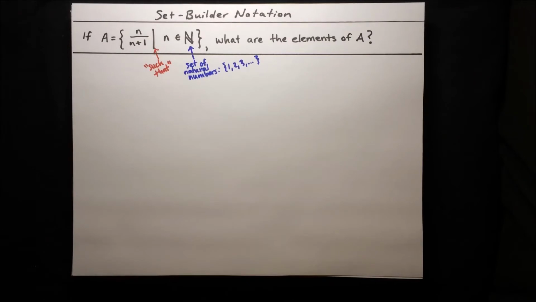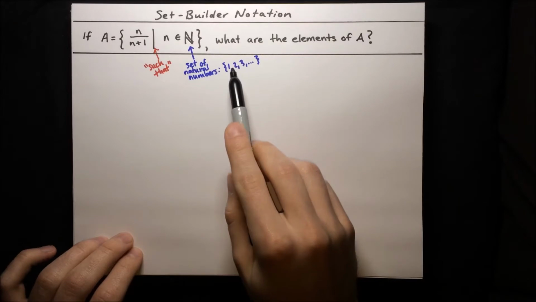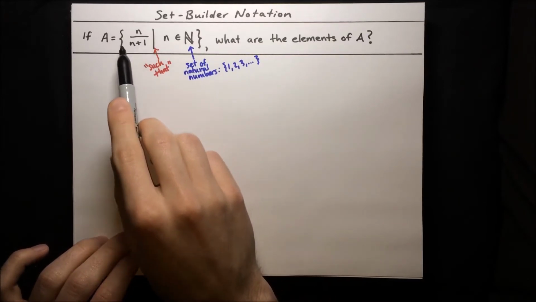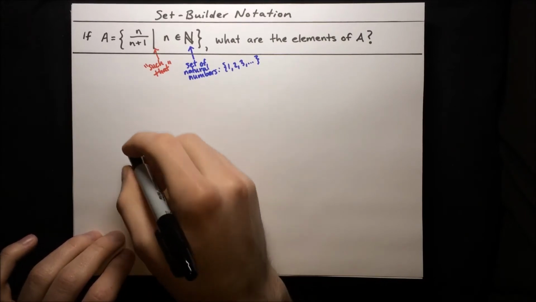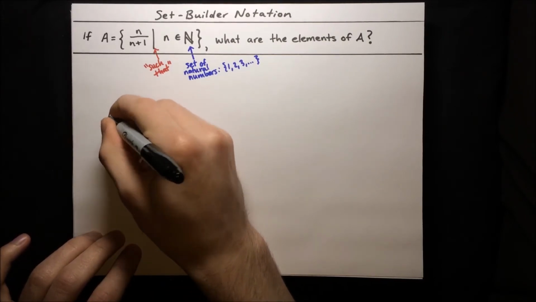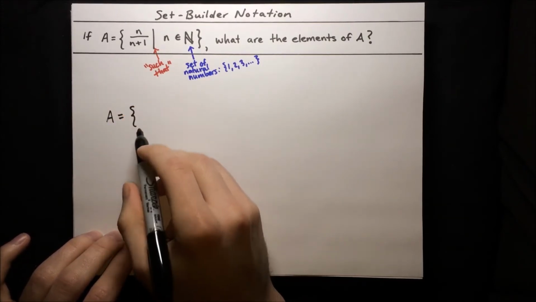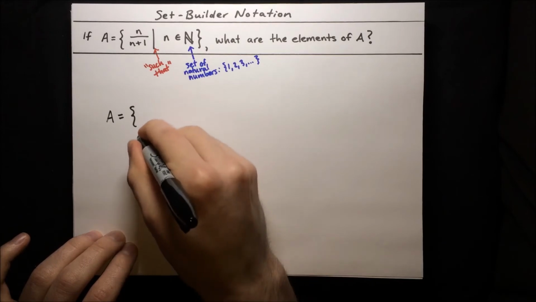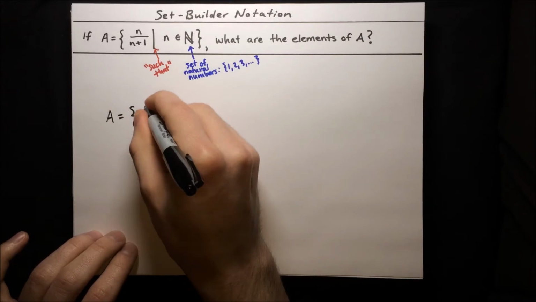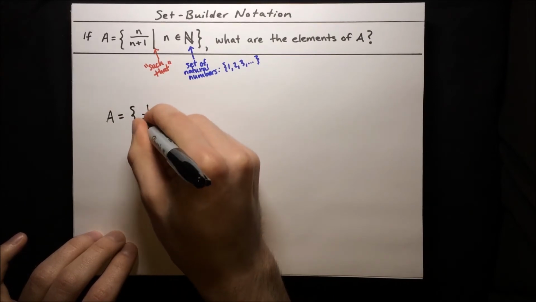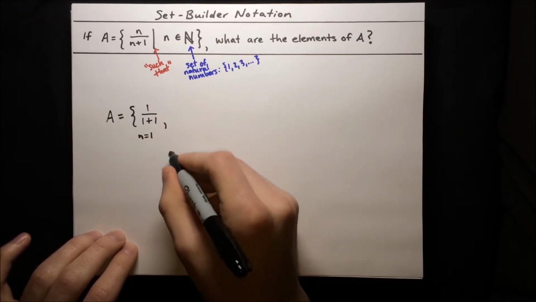So really all we have to do is take this set of natural numbers, and for each number n in here, we have to plug it into the formula n divided by n plus 1. And those will give us our elements of A. So let's go ahead and write that down. So A equals the set of what? Well, first of all, the first element is going to be given by n equals 1. And plugging in n equals 1 into this formula here, we just have 1 over 1 plus 1. Okay, and then we'll simplify that later, but let's move on.